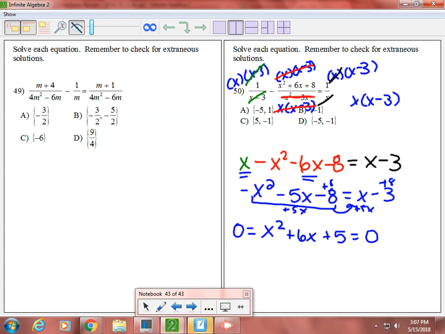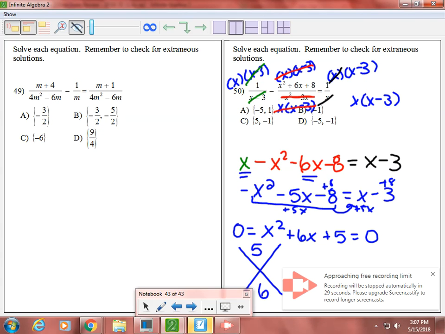equals 0. Okay, so now I can factor this and say what multiplies to 5 that adds to 6. And what's going to do that is 5 and 1. So that's going to give me x plus 1 and x plus 5. And my answer to this is negative 5 and negative 1. Okay, so your answer to that one is D.